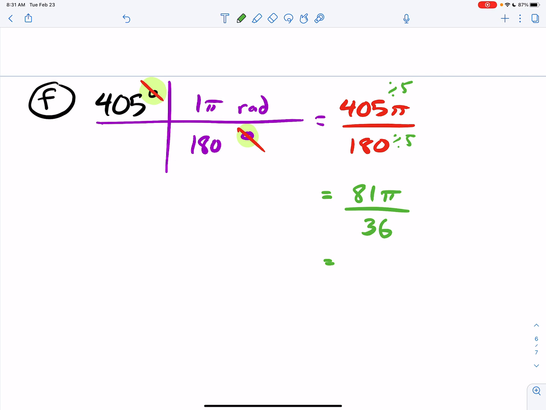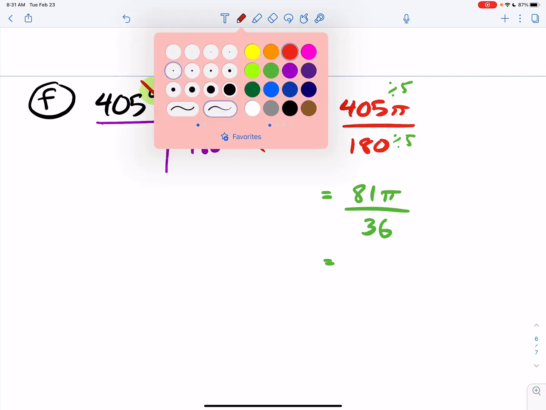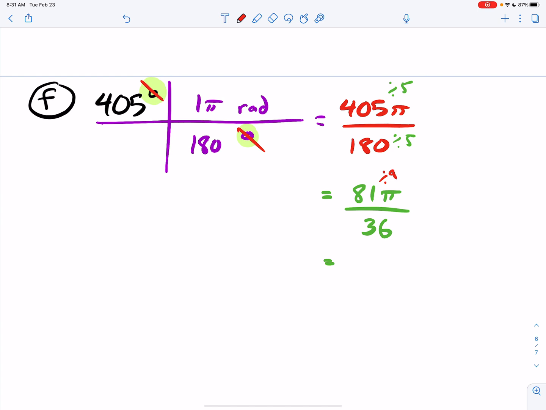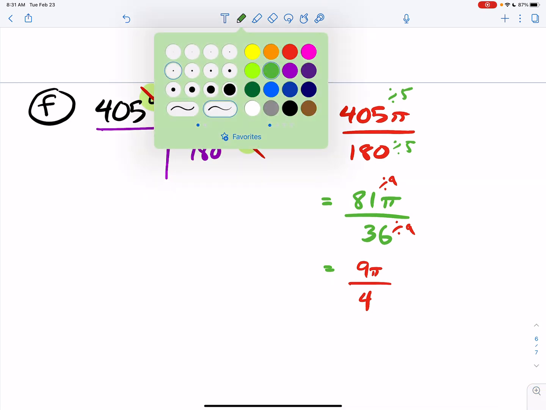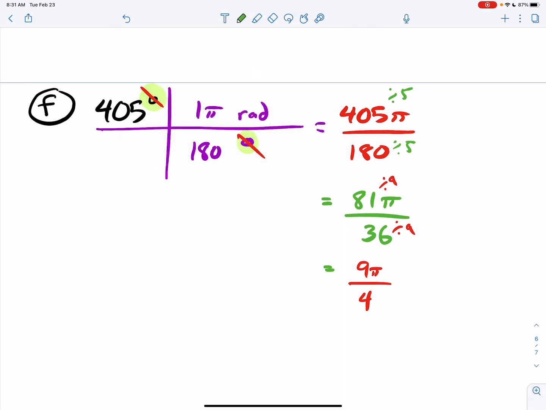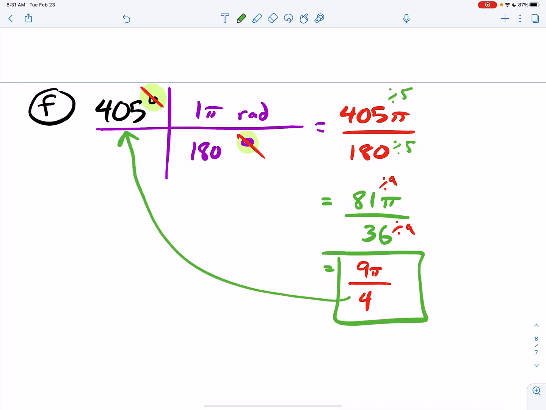81, 36. I know that I could divide these by 9. 9 definitely goes into both of them. 81 divided by 9 is just 9 pi. 36 divided by 9 is really just 4. Okay? So, I know 4 can't go into 9, so I think I'm done here. 9 pi over 4 is the same thing as 405 degrees.